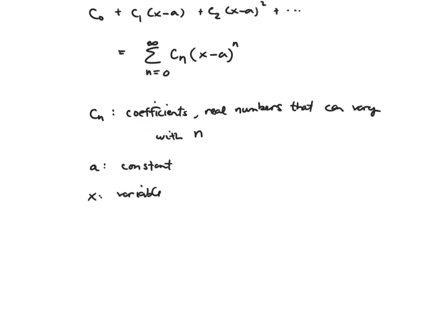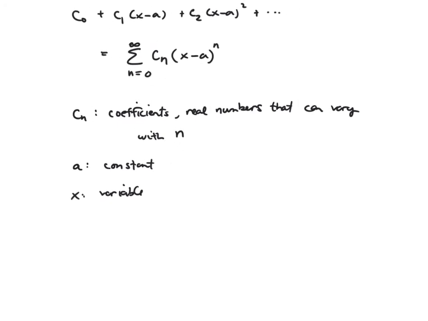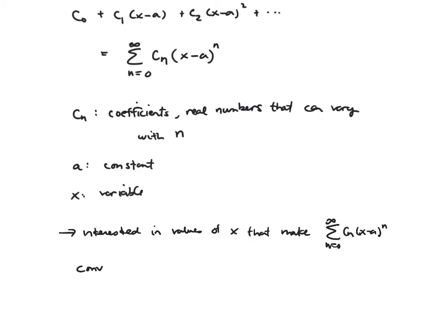And so we're really interested at this stage in what x's can I put in for a given power series and expect that to converge. So interested in values of x that make this sum, n equals 0 to infinity, Cn times (x minus a) to the n, converge versus diverging.